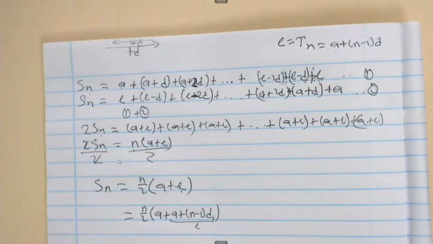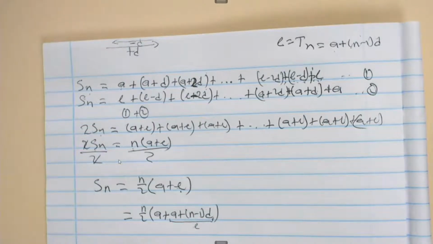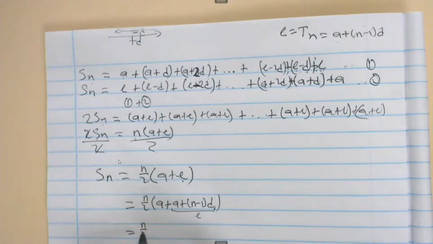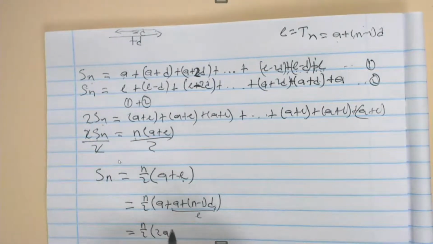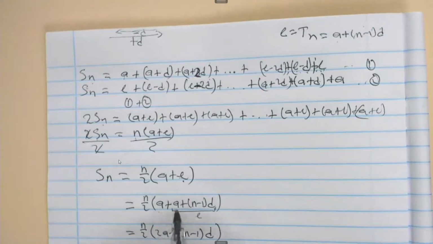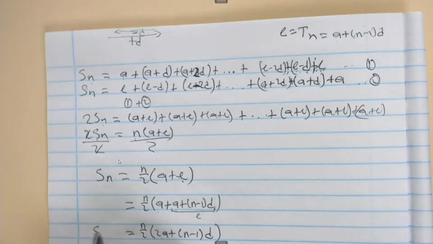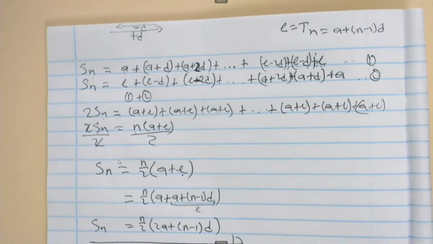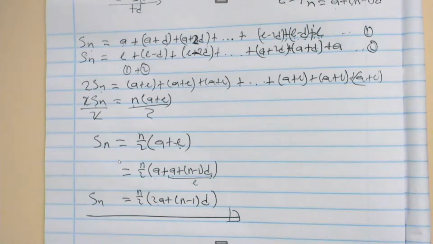Now we have A plus A there. We can add the two A's because they are like terms. N over 2 into 2A plus n minus 1 by D. Now A plus A gives us 2A. Now this is the formula that is used for us to have the sum of the terms in an arithmetic sequence or arithmetic series, because a series is obtained by adding the terms of a sequence.